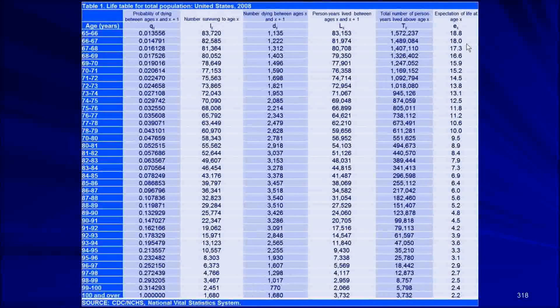If you make it to 80, for example, where's 80? You're going to have another 8.9 years, so you'll live to be 89.5. If you make it to 86, you have another 6.4 years, or you'll be 92. If you happen to reach 90, you can expect another 4.8 years, excuse me, and you'd expect to live to 94.8. So probability declines in later years about the number of additional years you will live.